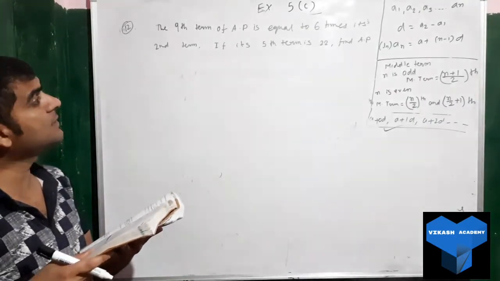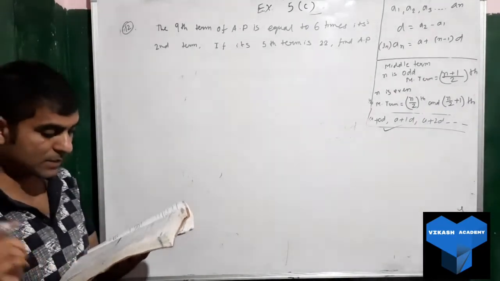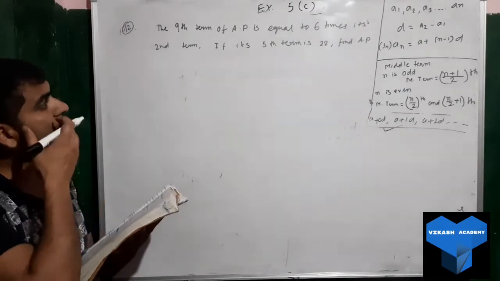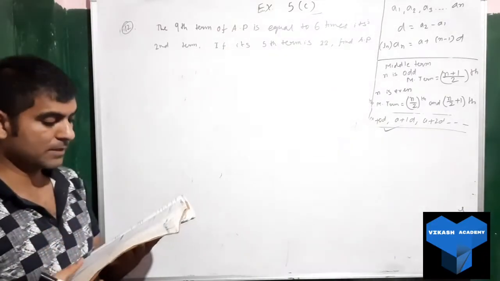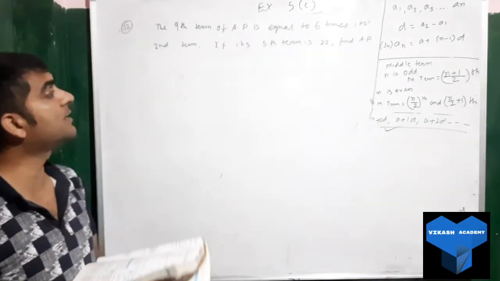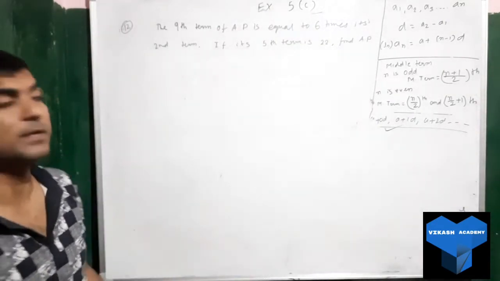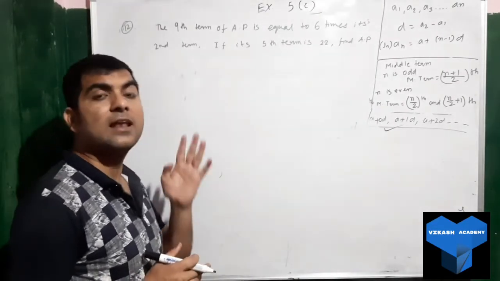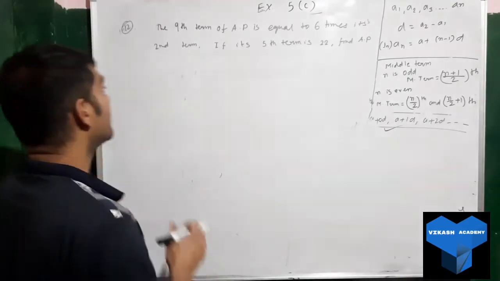If the ninth term of an AP is 6 times its second term, and its fifth term is 22, find the AP. Now let us again write the same thing. A is the first term, D is the common difference, L is the last term, and N is the number of terms. Okay, I will directly start.